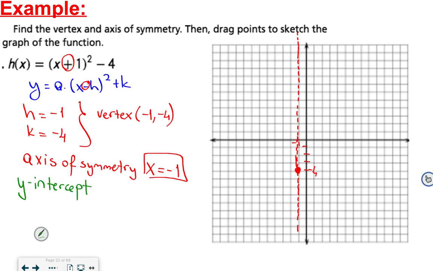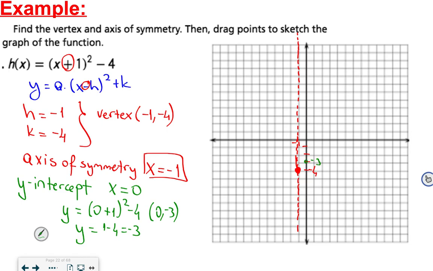To be able to find the y-intercept, you need to substitute x is equal to 0 into the function. So the y-coordinate is going to be equal to 0 plus 1 squared minus 4. From here, ladies and gentlemen, the y-intercept is going to be 1 minus 4, which is equal to negative 3. So what is this coordinate? 0, comma, negative 3. So where is that? 0, comma, negative 3 is here. What is the symmetrical of this point? This point is 1 unit away from the axis of symmetry. So if we reflect this across the axis of symmetry, this coordinate is going to be the reflection of this y-intercept.